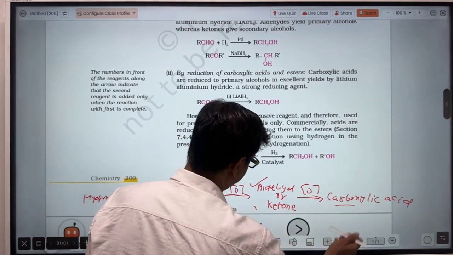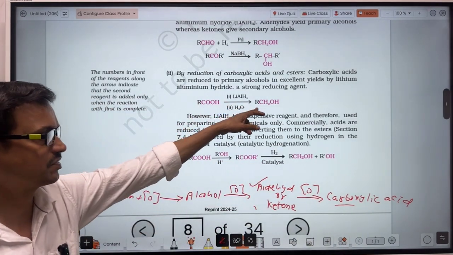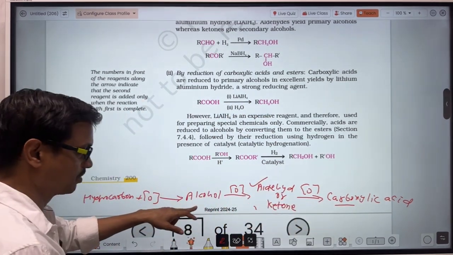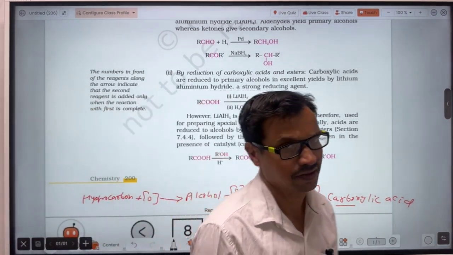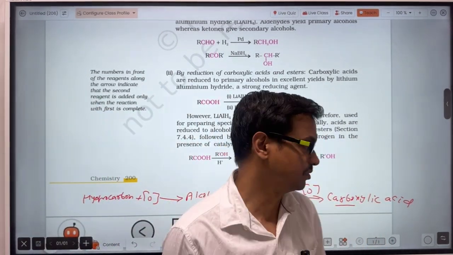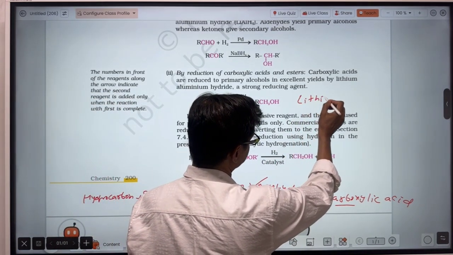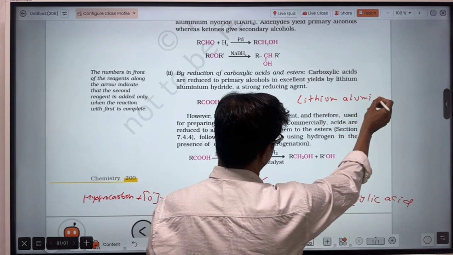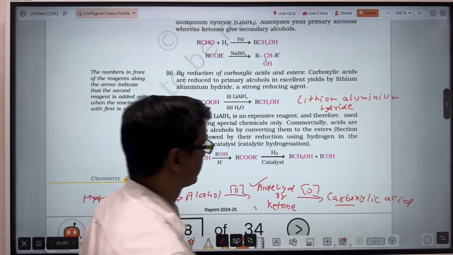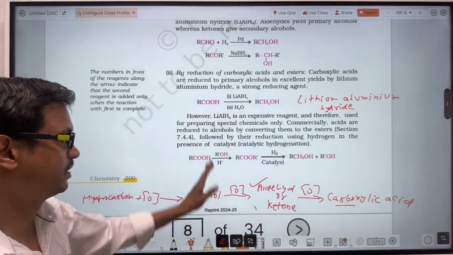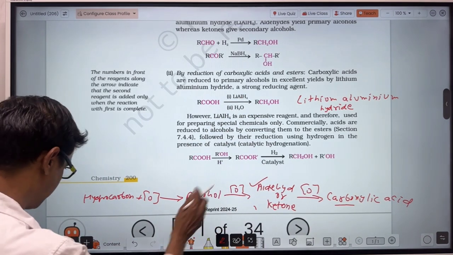So when carboxylic acid is treated with a strong reducing agent, there will be formation of alcohol, in one step. That means when carboxylic acid reacts with the reducing agent LiAlH4, called lithium aluminum hydride, there will be formation of alcohol. Okay, now about this process.